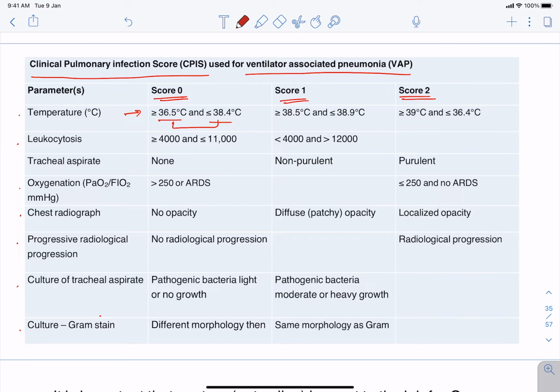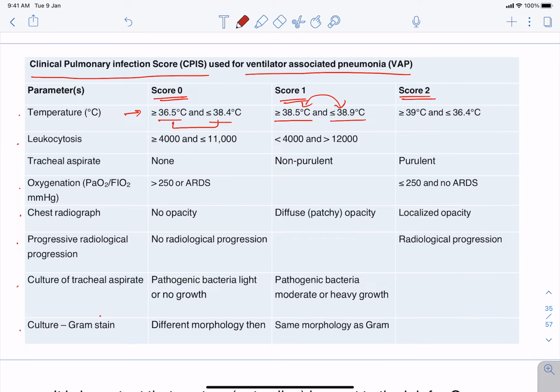Then score 1 is what? More than or equal to 38.5 degrees, or less than or equal to 38.9 degrees centigrade. This is termed as score 1. So the range is 38.5 to 38.9 degrees centigrade. This is termed as score 1.